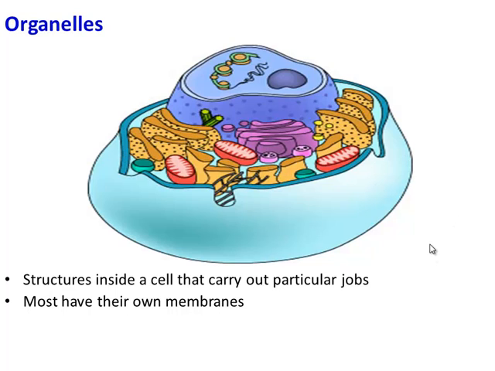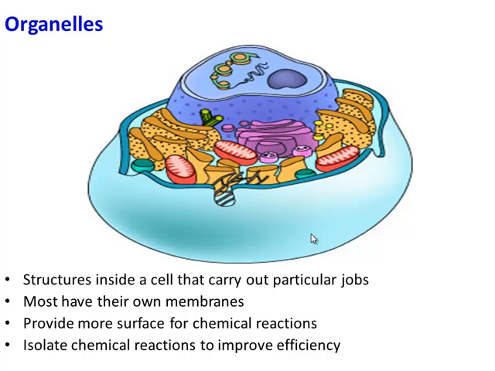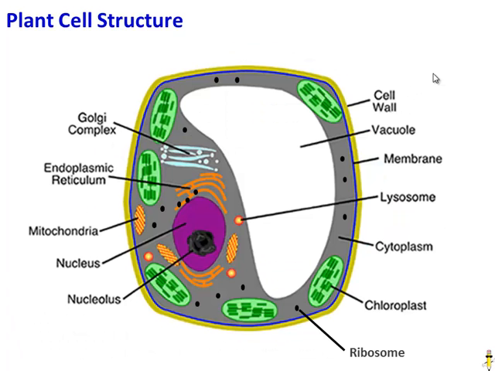And organelles are really important because they make things more efficient for the cell. They're able to provide more workspace for chemical reactions, and they're able to isolate chemical reactions. So this organelle might be doing one chemical reaction, and it's really good at it. Meanwhile, this organelle is doing a different chemical reaction. So let's take a look at these organelles in two main types of eukaryotic cells.